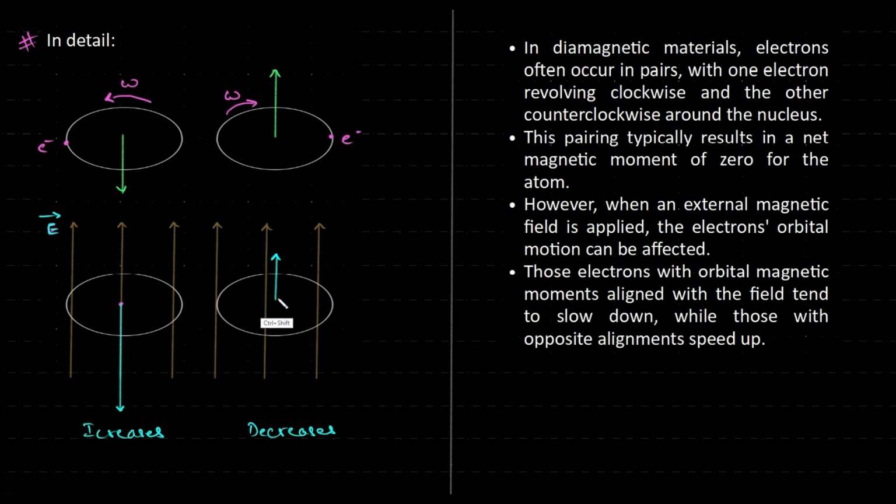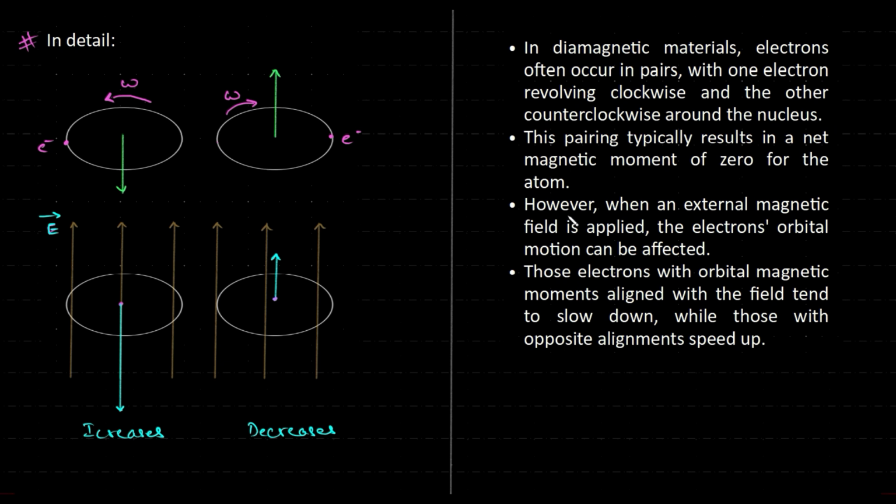That is the reason. Overall, the net effect is that it will be in the opposite direction of the magnetic field. It will be less because the difference between these two, it's subtraction basically. So it will reduce. So this pair typically results in a net magnetic moment of 0 for the atom in the absence of any magnetic field, right?